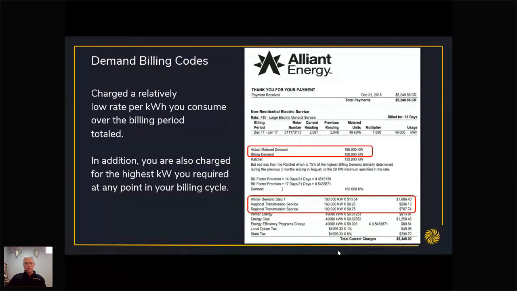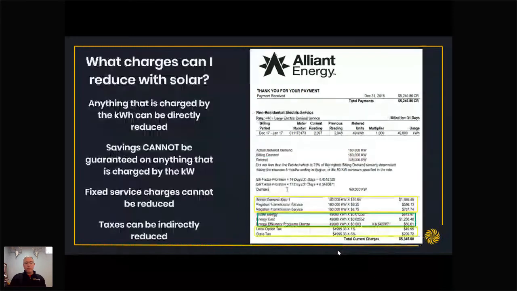That'll lead us into a discussion about, if I'm a demand customer, what charges can I reduce with solar? So just like before, anything that is charged directly by the kilowatt hour can be reduced or eliminated by going solar. The difference is all of those reductions will be worth less money to you in savings, because you're being charged at a much lower rate.